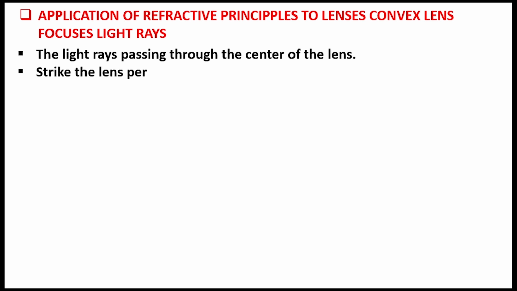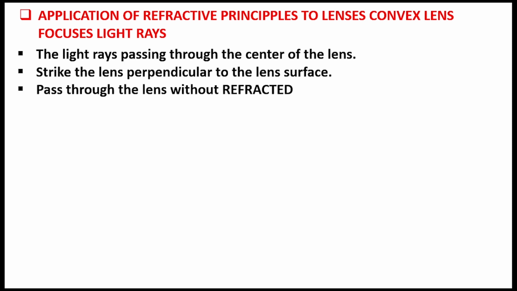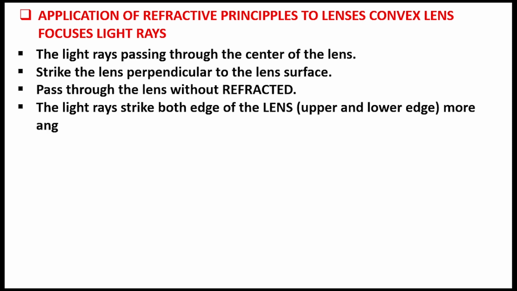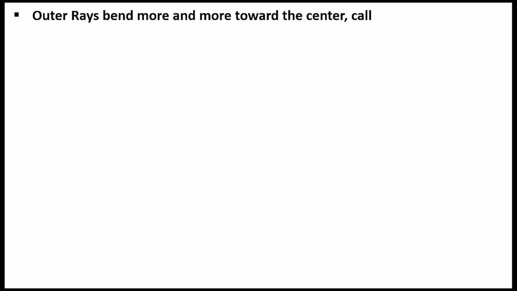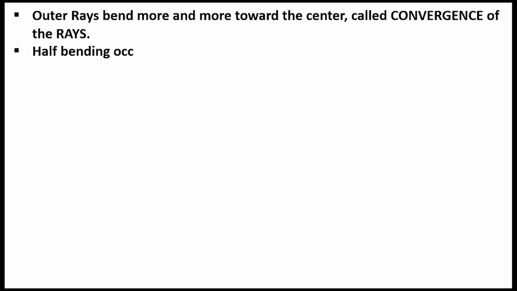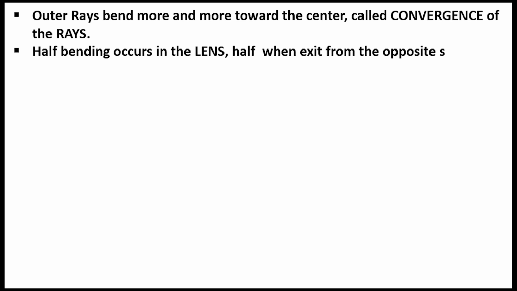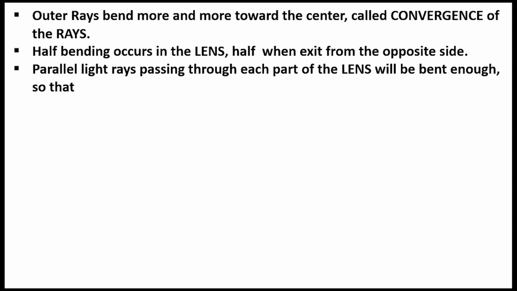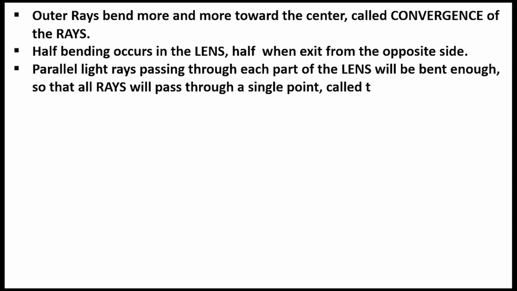Application of refractive principles to lenses. Convex lens focuses light rays. The light rays passing through the center of the lens strike the lens perpendicular to the lens surface and pass through the lens without being refracted. The light rays strike both edges of the lens, upper and lower, more angulated. Outer rays bend more and more toward the center, called convergence of the rays. Half of the bending occurs in the lens, and half when the rays exit from the opposite side. Parallel light rays passing through each part of the lens will be bent enough so that all rays will pass through a single point, called the focal point.